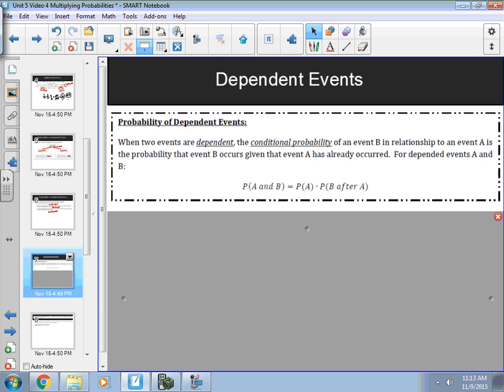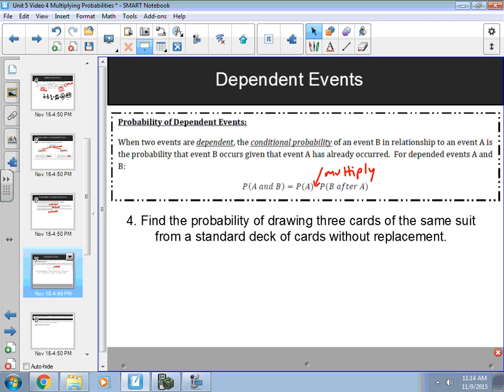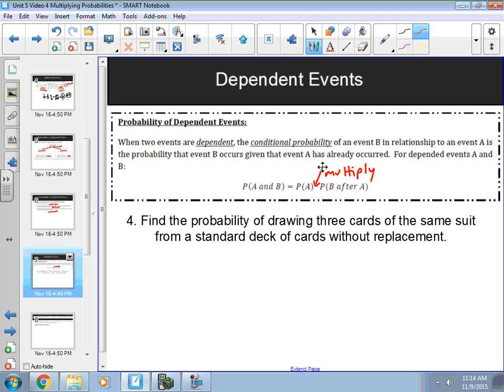So the probability of a dependent one is the probability that the first thing occurs, and then the probability of something else happening after. So you're going to have to change it, but we still multiply them together. We're still going to be multiplying when we do these problems. So for number 4, it says find the probability of drawing 3 cards of the same suit from a standard deck of cards. And remember, in a deck of cards, we know there's 52 total, without, this is important, replacement. So if we're doing without replacement, that's telling us this is going to be a dependent problem.